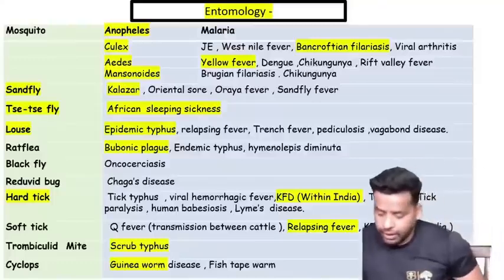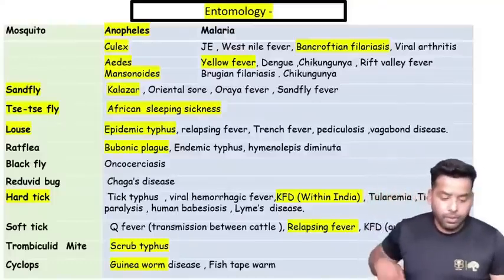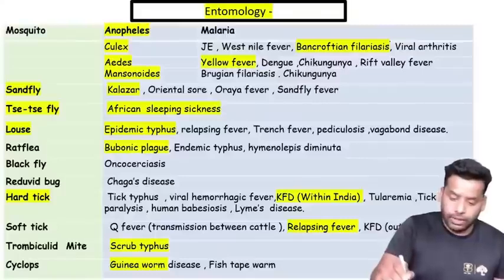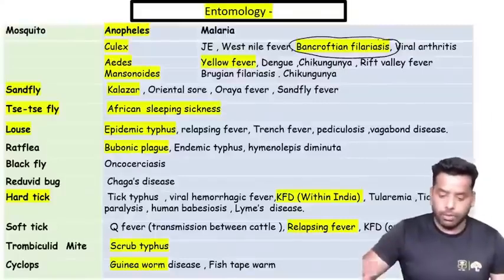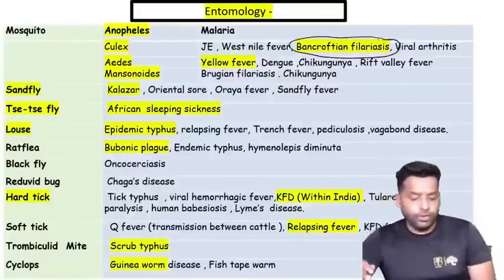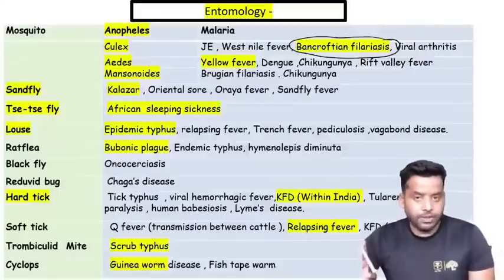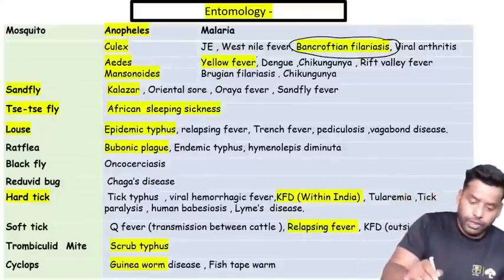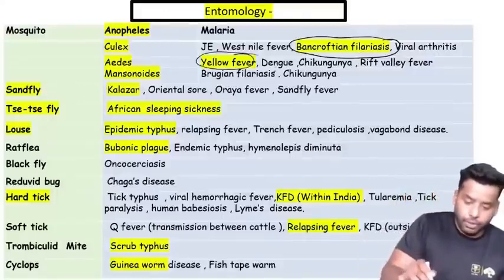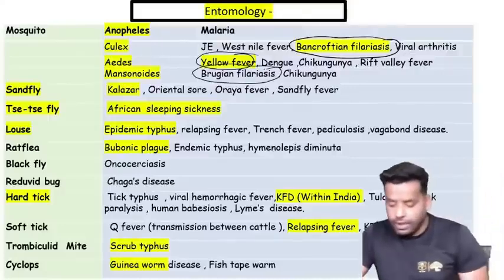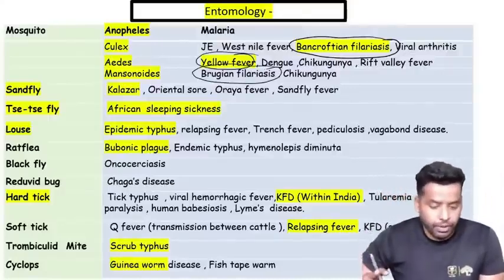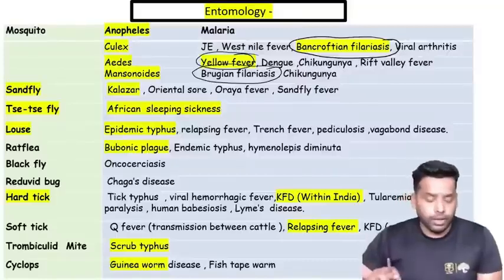So this slide is on entomology. Listen. What is a vector for Bancroftian filariasis? Whatever I am highlighting, that is important for me. Culex. Yellow fever, it is easy. Aedes. Don't make a mistake. Brugian filariasis, it is Mansonia. This is the mistake you will be making. Bancroftian filariasis, Culex.